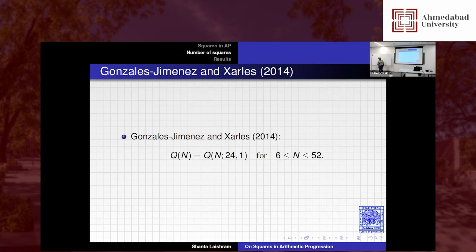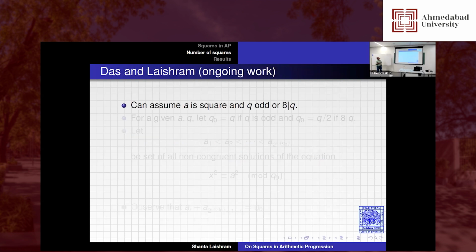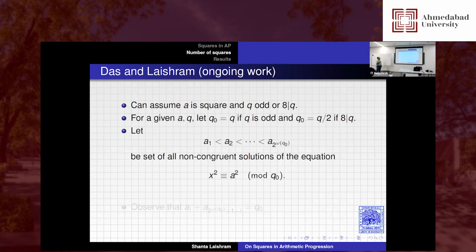So now, me along with my former student, who is now a faculty in the US, Pranavesh Das, we were looking at this problem and we were able to get some new insights. It's still ongoing work, but I want to tell you. Basically, we could connect it to quadratic reciprocity and certain ideas. So we're looking for squares in the form a, a plus q, a plus 2q. We can start by assuming that the initial starting point a is a square, and a is either an odd number or a number divisible by q.